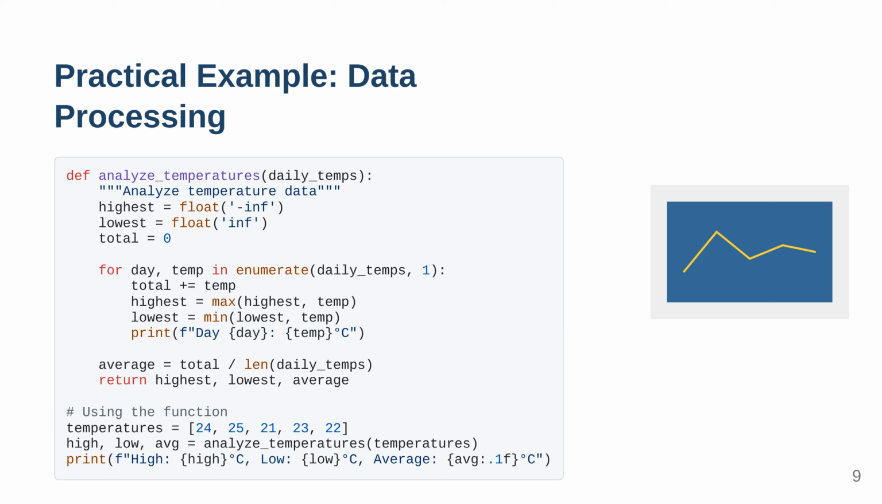This practical example shows how functions and loops work together in a real-world scenario. The function processes temperature data, using a loop to analyze each day's temperature while keeping track of statistics. This pattern is common in data analysis, where you need to process collections of data and return multiple results. Notice how the function encapsulates all the logic, making it reusable for different temperature datasets.